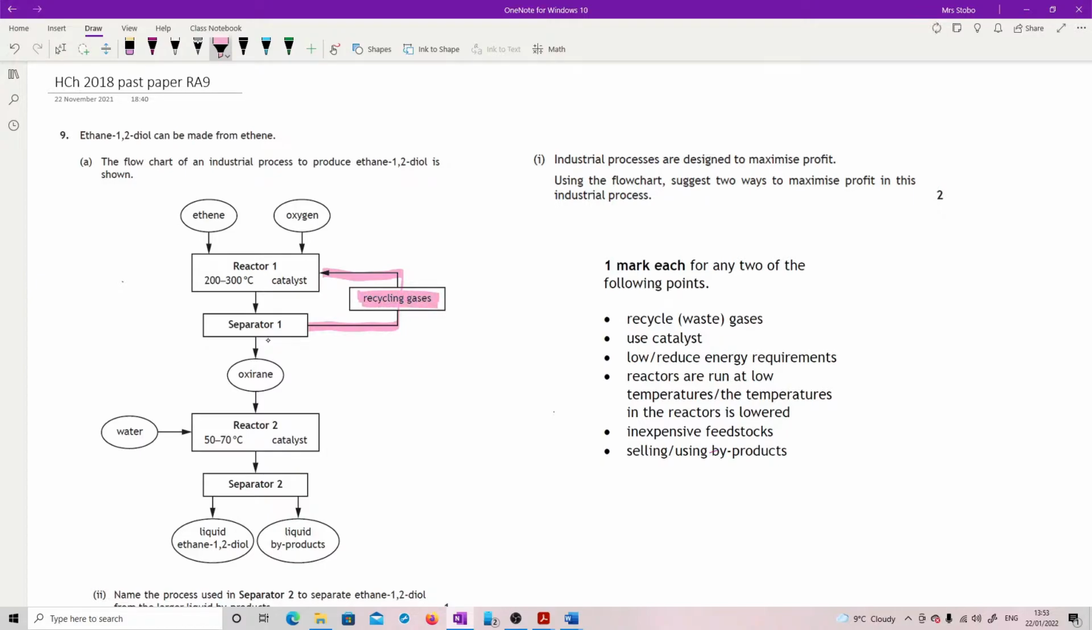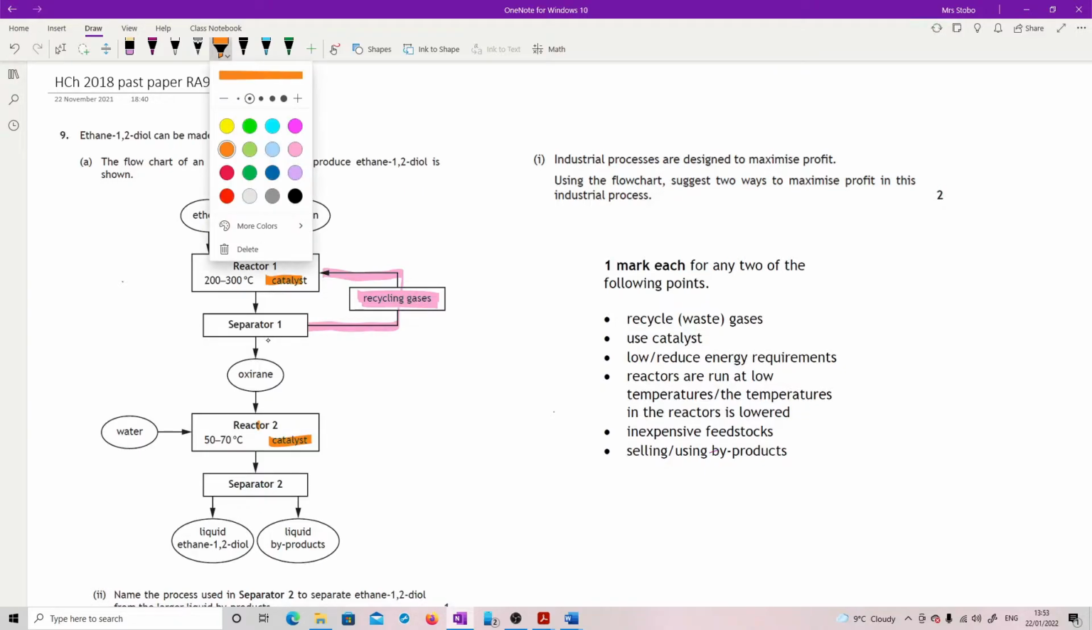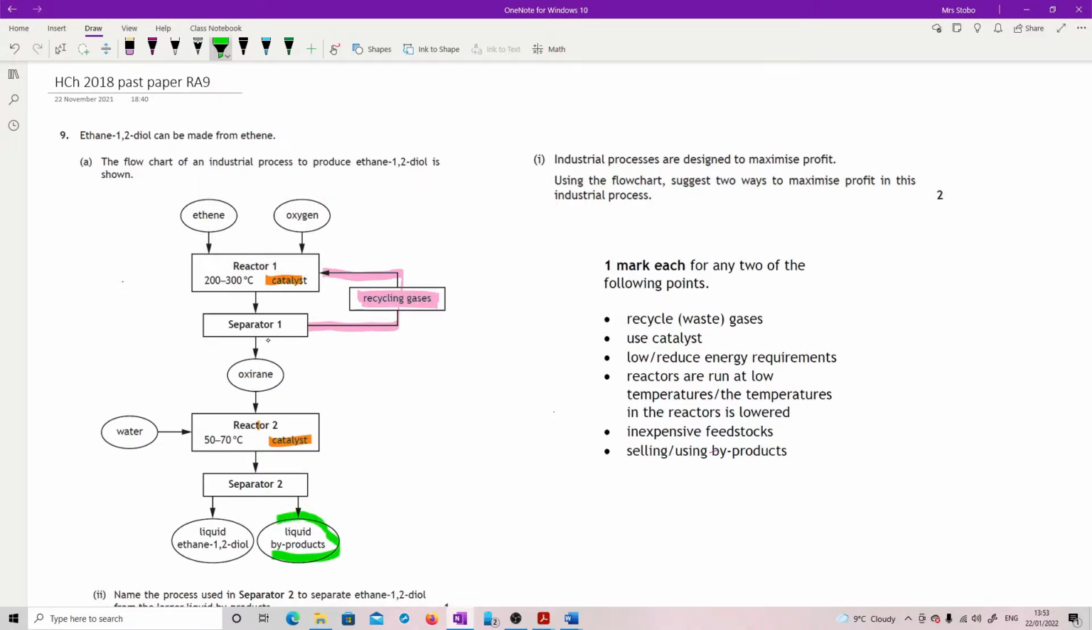So here's a recycling of gases. That's useful. Okay, you'll notice that we also have multiple points where you've got a catalyst running, and that will help to reduce costs, okay, which will maximize profit. We've got liquid byproducts down here, so the sale of these would be reasonable.